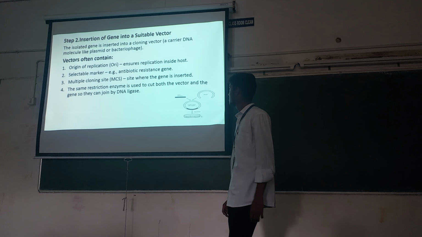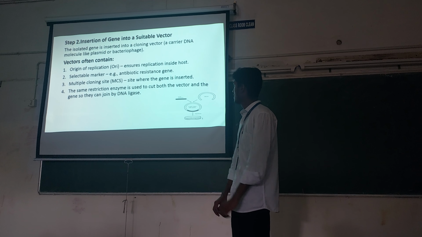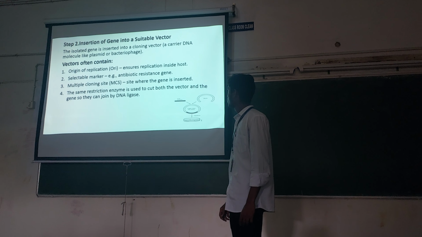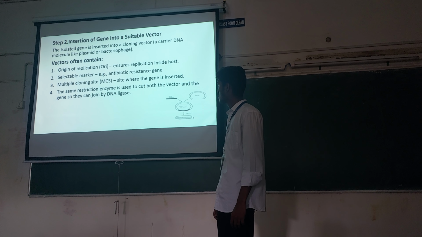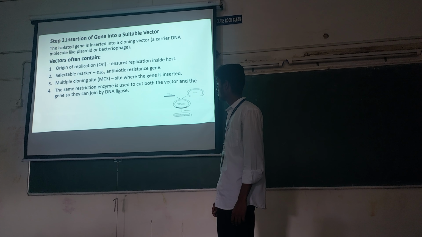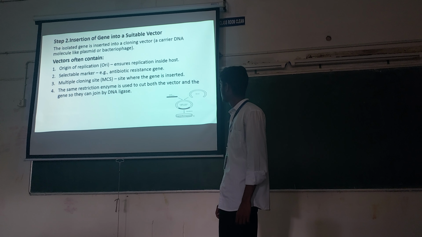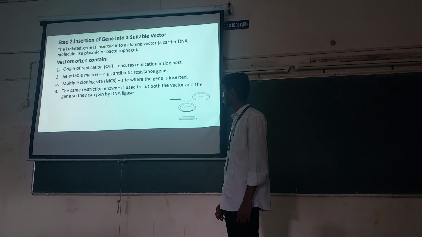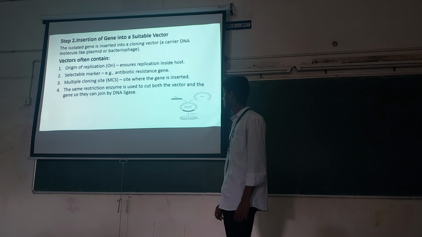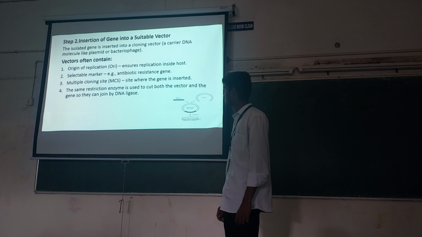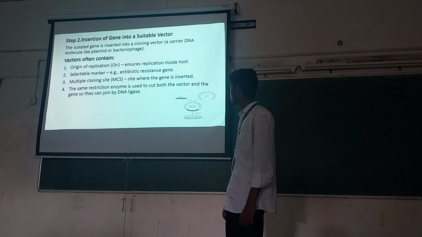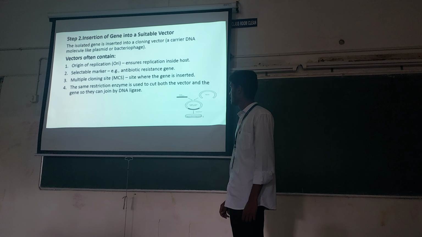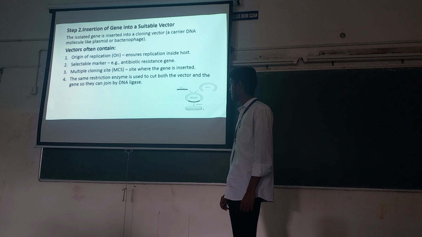Step 2. Insertion of gene into a suitable vector. The isolated gene is inserted into a cloning vector, a carrier DNA molecule like a plasmid or bacteriophage. Vectors often contain an origin of replication, which ensures replication inside the host, selectable markers, for example an antibiotic resistance gene, and a multiple cloning site (MCS), the site where the gene is inserted. The same restriction enzyme is used to cut both the vector and the gene so they can join by DNA ligase.